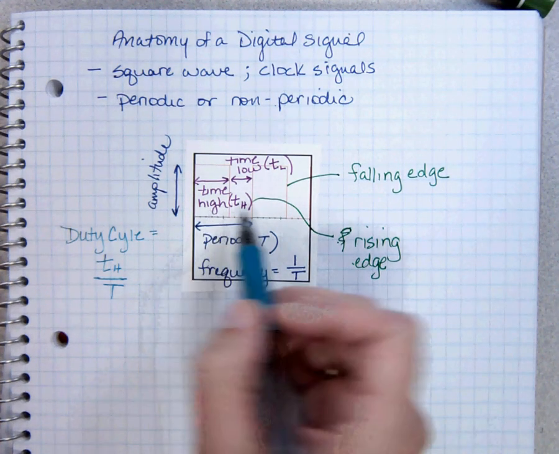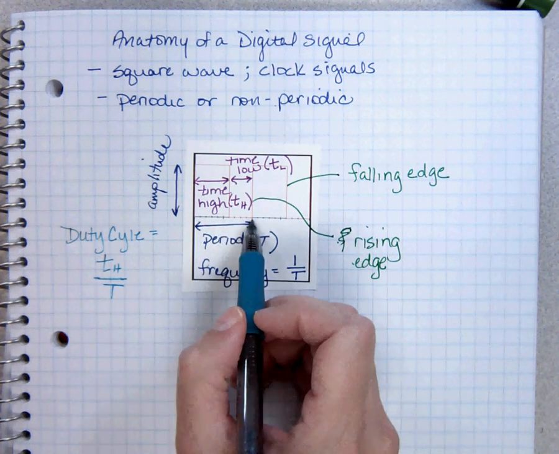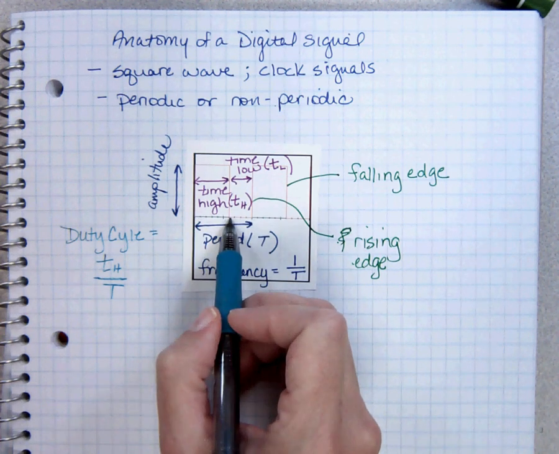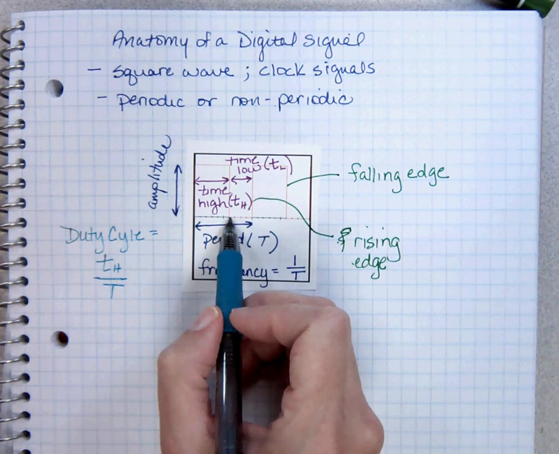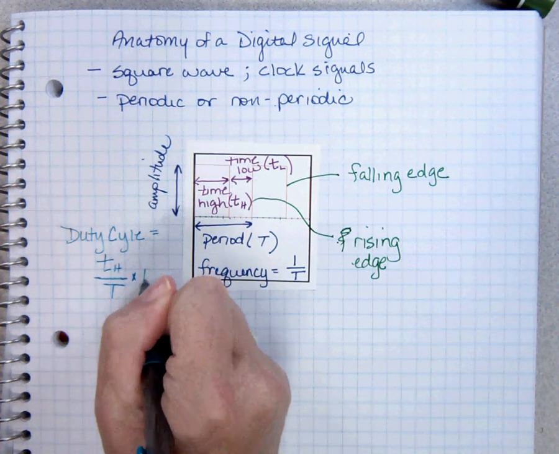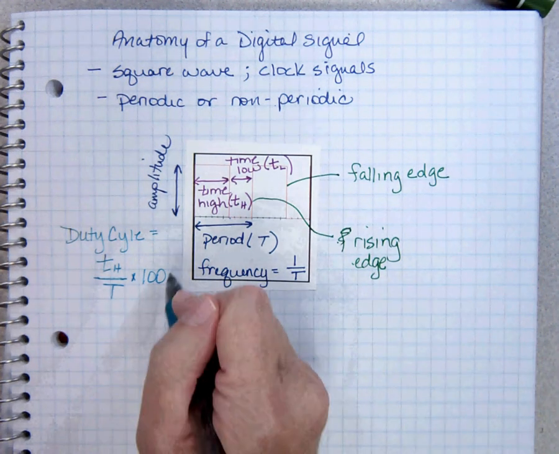So this one looks like it's probably about 60%. So we've got 10 divisions here. It's high for 6 of those divisions, so the duty cycle would be 60%. So we would take that fractional value and multiply it by 100 and indicate it as a percent.